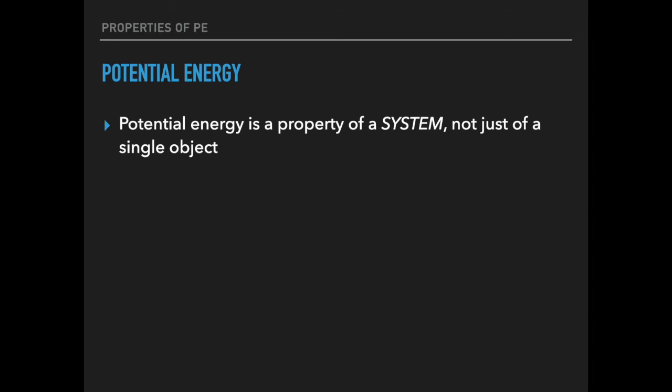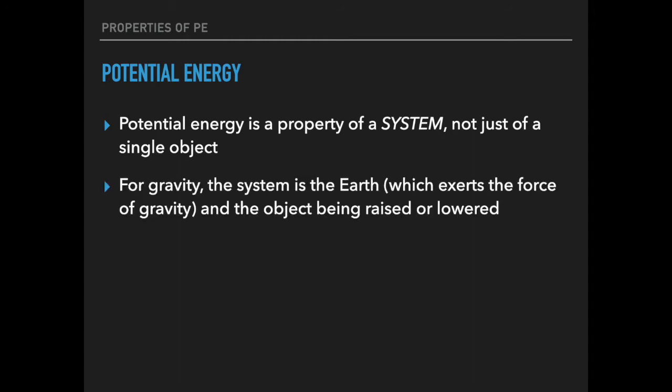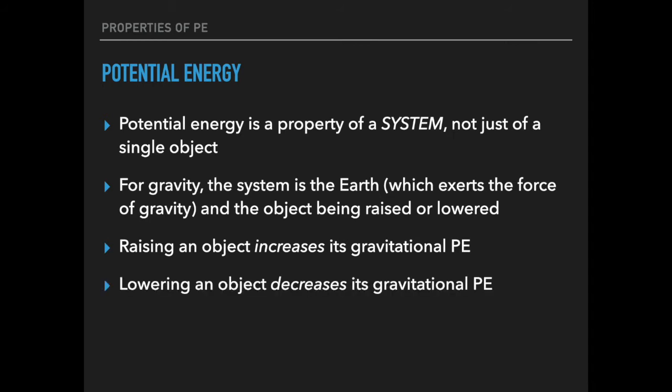So potential energy is a concept that applies to a system, not just a single object. In this case, when we're talking about gravity, the system is the Earth, which exerts the force of gravity, and the object that's being raised or lowered. So the way that we defined it, raising an object increases its gravitational potential energy, and lowering an object will decrease its gravitational potential energy.